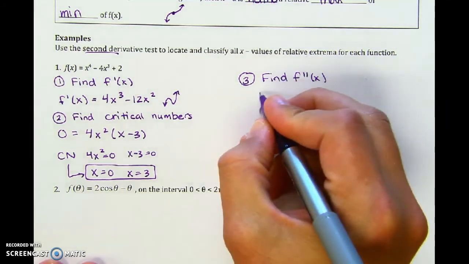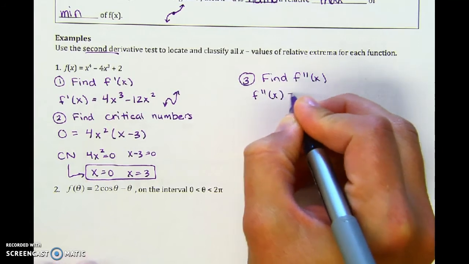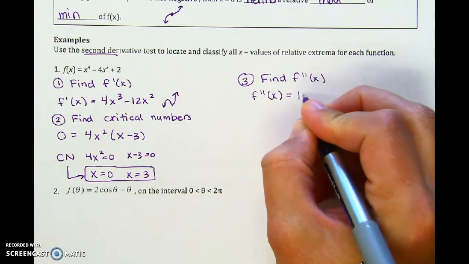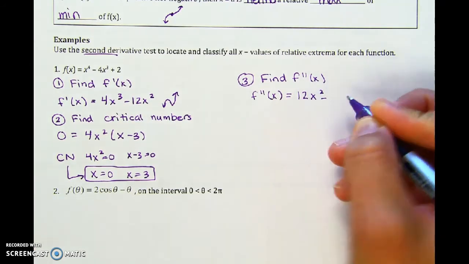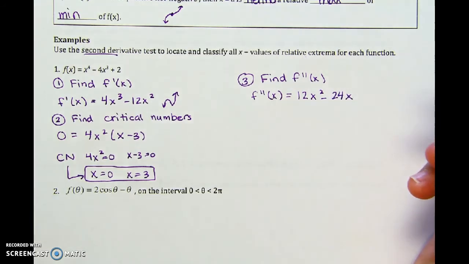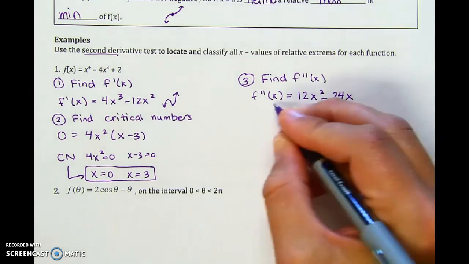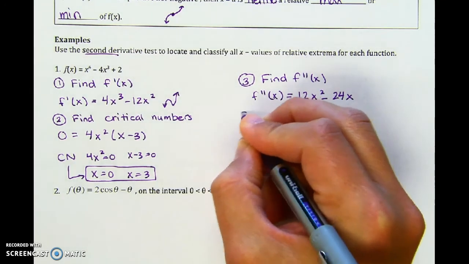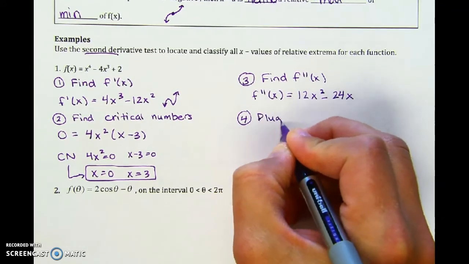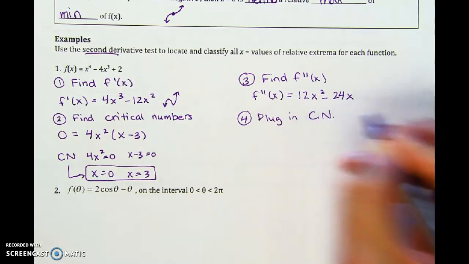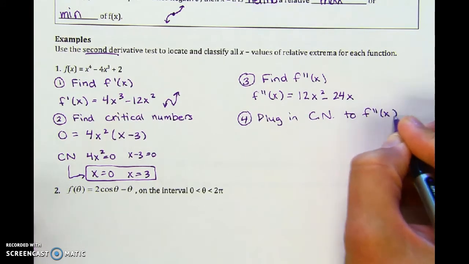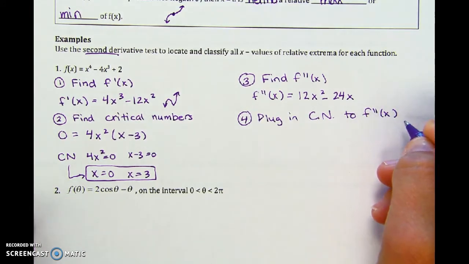So f double prime is the derivative of the first derivative, so that's going to be 3 times 4 is 12, x squared. 2 times 12 is 24x. Now, we don't have to factor, we don't have to solve, okay? So step 4, ready? We're going to plug in critical numbers to the second derivative, and all we're going to see is if it's positive or negative.